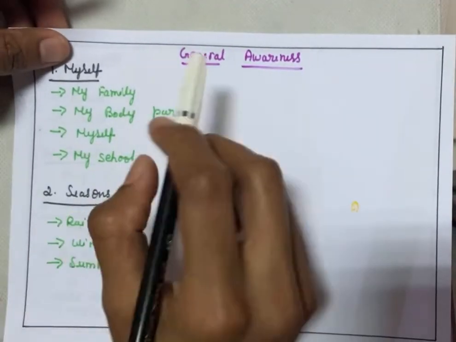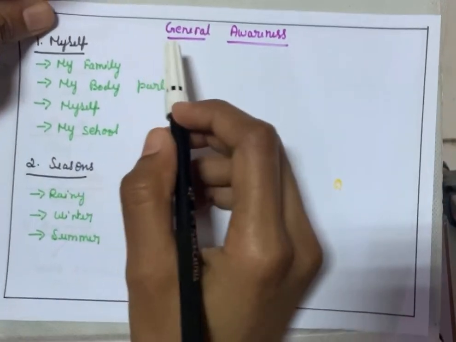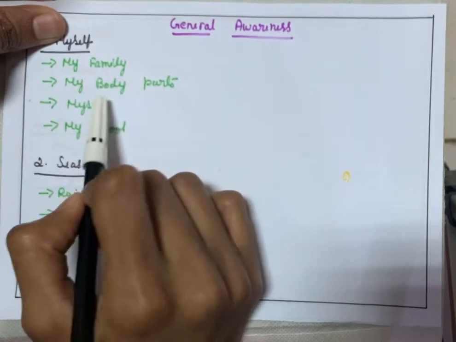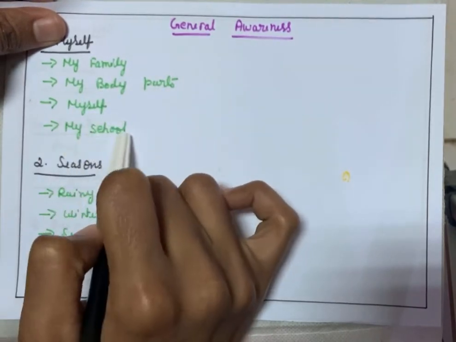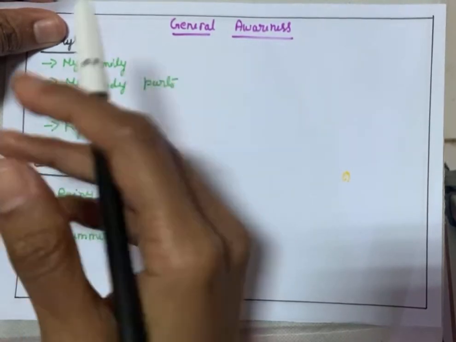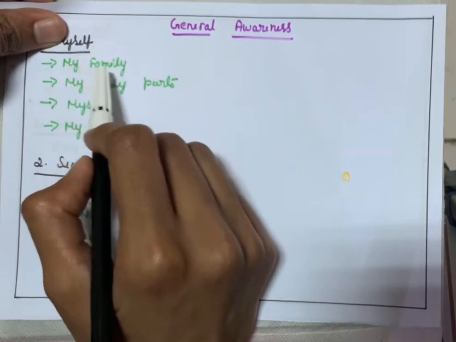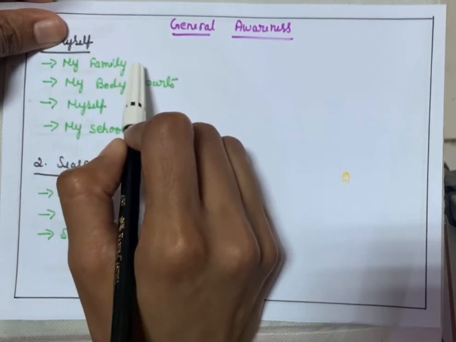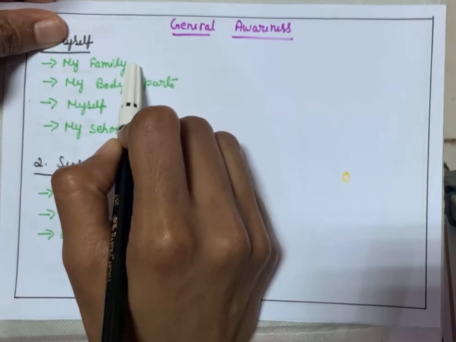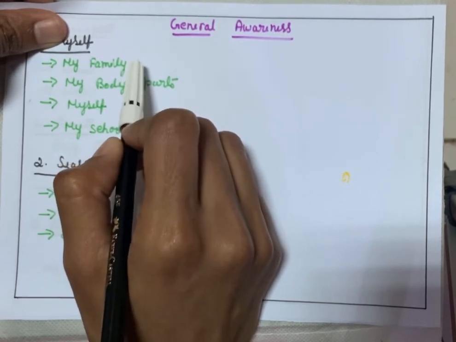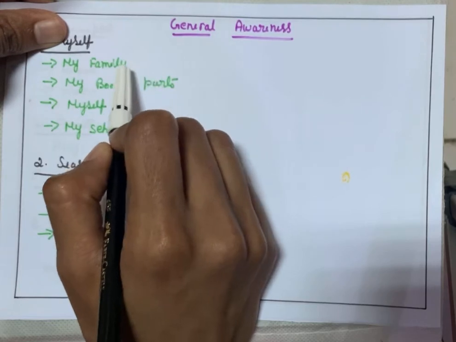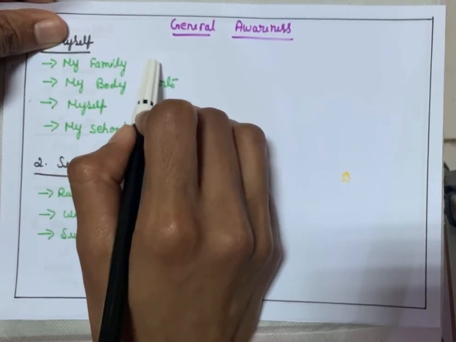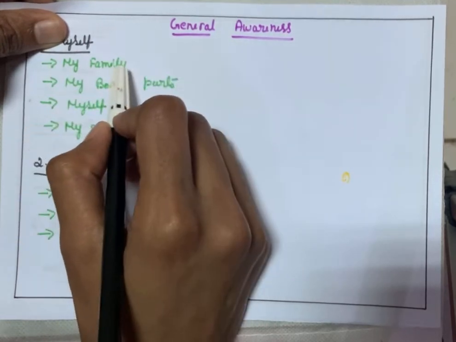Now let's see about the general awareness syllabus. In general awareness, in nursery class, topics like my family, my body parts, myself, my school are introduced. So for my family, you can teach them father's name, mother's name, what's father's occupation, what's mother's occupation, what's brother's name, what is your sister's name, what is your grandfather's name, what is your grandmother's name. Like this you can teach them.